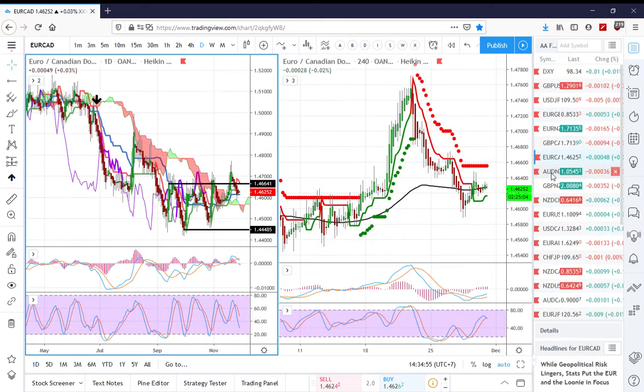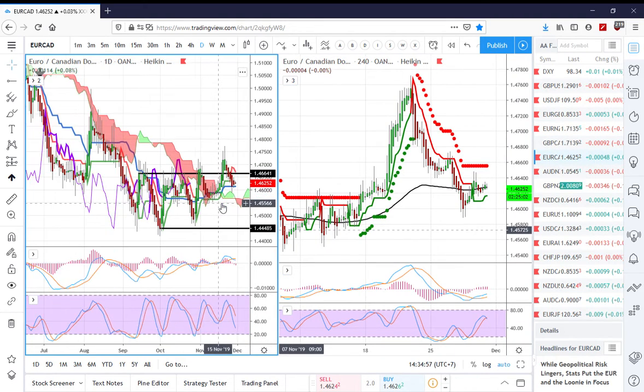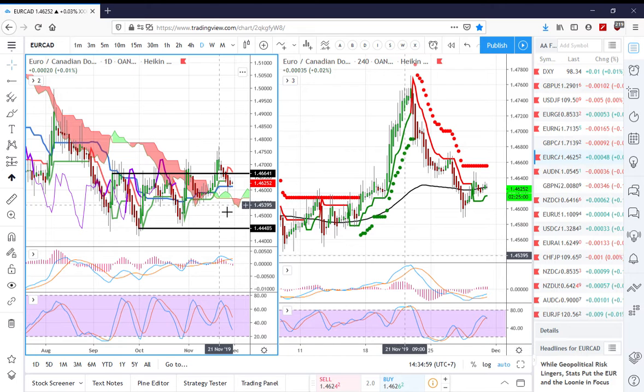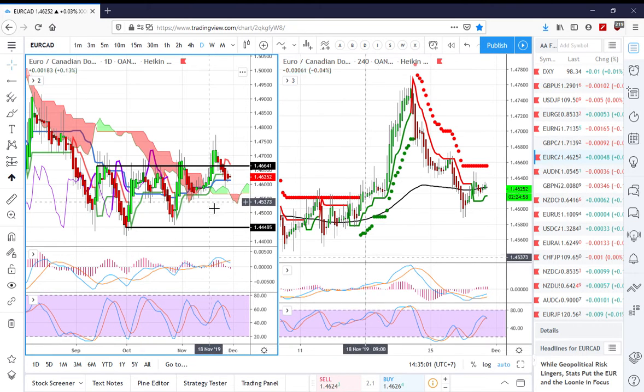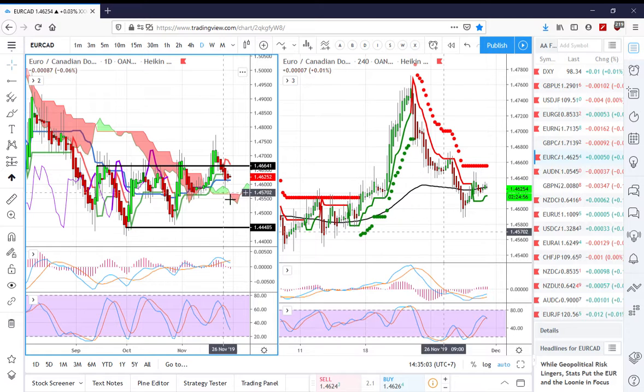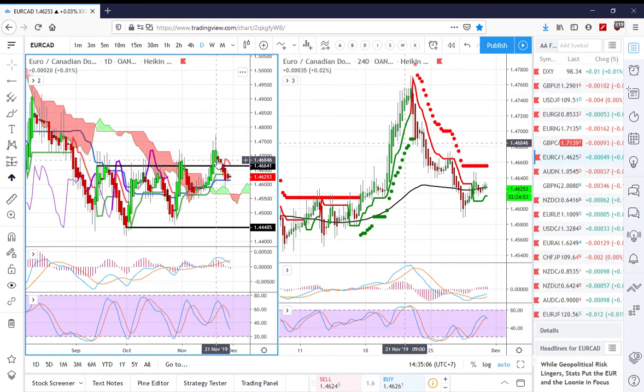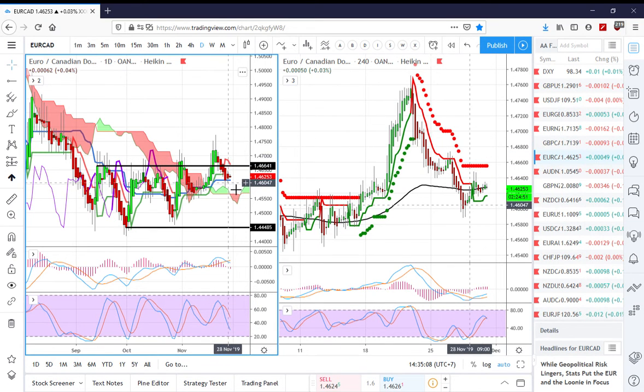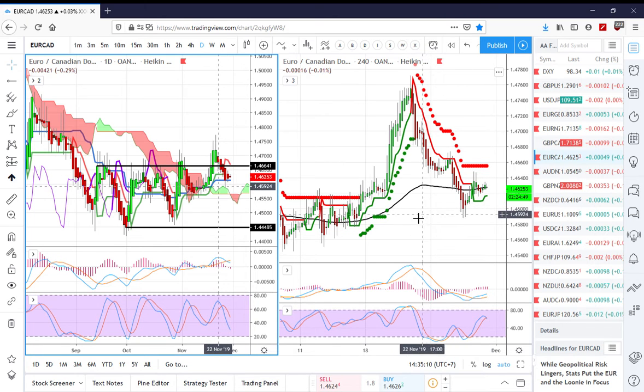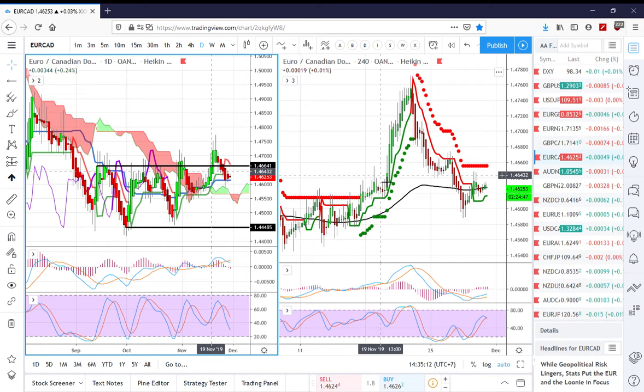Euro CAD's been a good one. This is a classic example of a false breakout and a distribution here, so let's come back exactly to the Keynesian here at the moment. So this is tradable only on the intraday template. You get some really good moves.